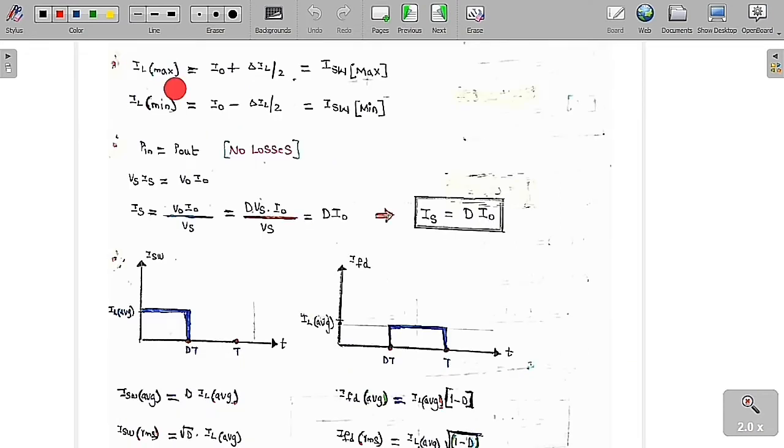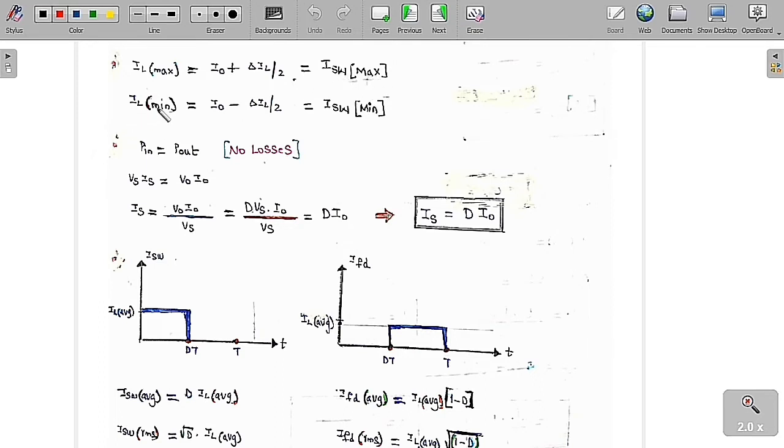Now I want to find the maximum value of the inductor current. The maximum value of the inductor current is equal to IL average plus delta IL by 2. IL average is nothing but I naught, so I naught plus delta IL by 2. When the switch is on, whatever the current in the inductor, the same current flows through the switch, so this is the maximum value of the switch current.